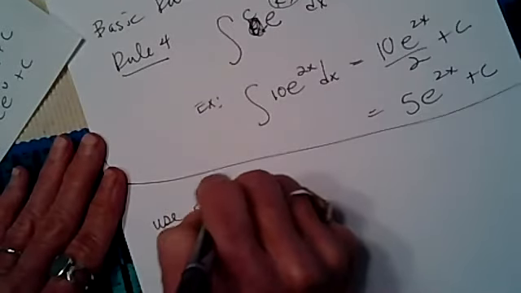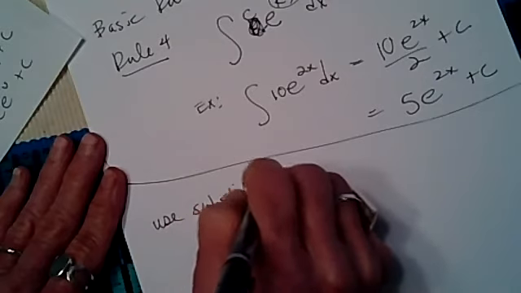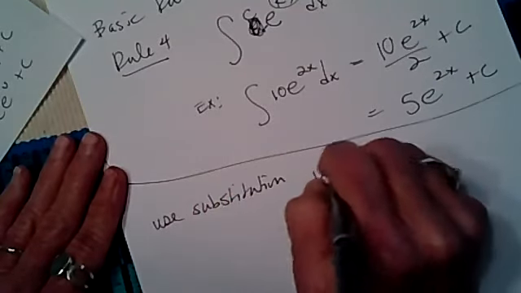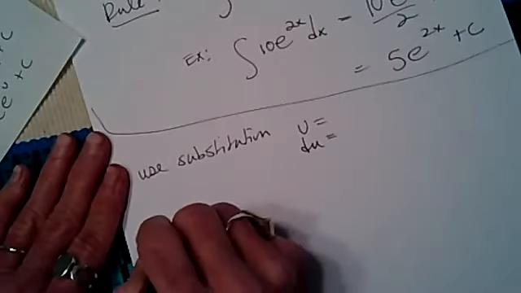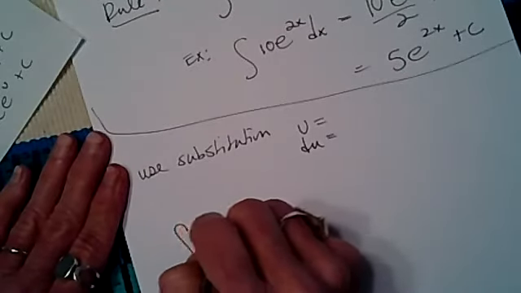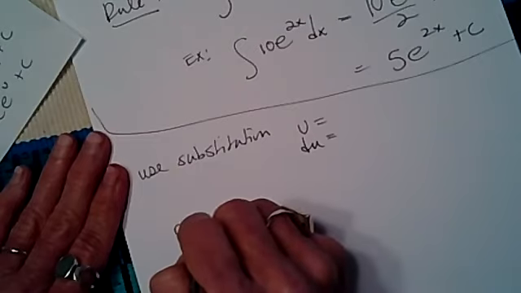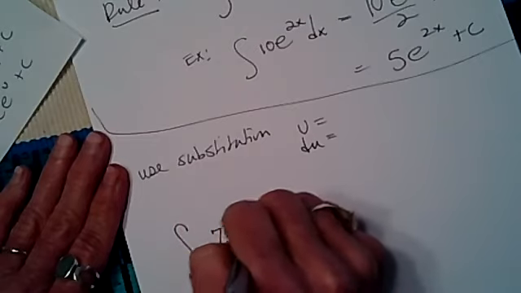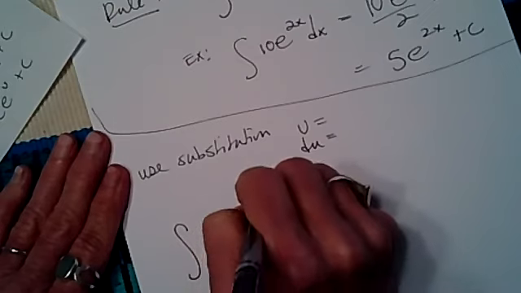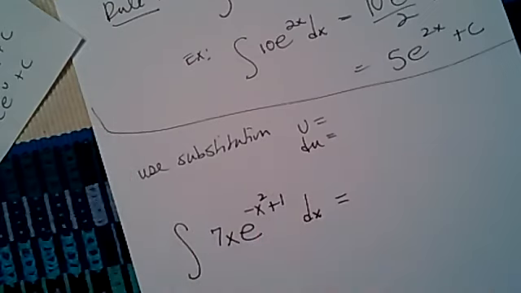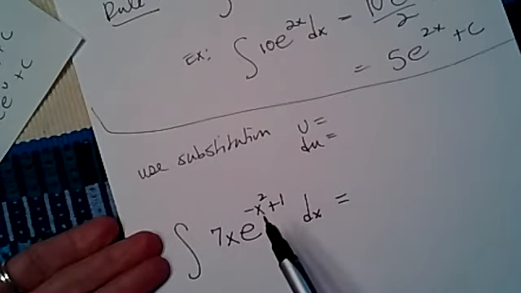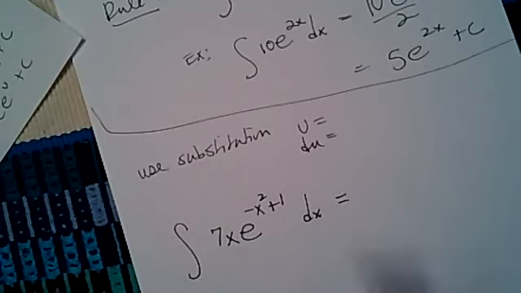And when it does that, you know you're going to have a u and a du, right? But let's look at this problem. This is the integral of 7x e to the negative x squared plus 1 dx. Okay. So right away I see that my exponent on e is not 5x or 3x or 2x. It's to the x squared.